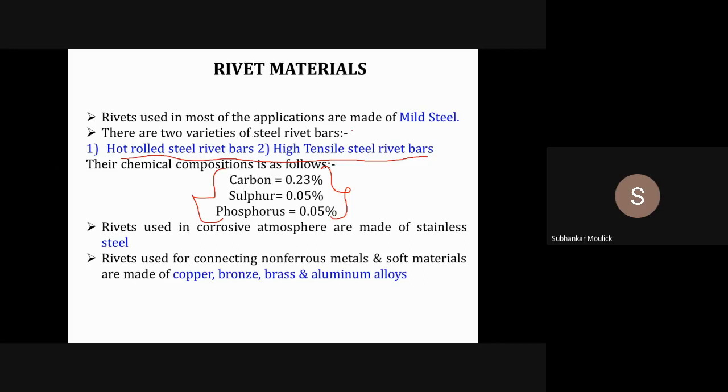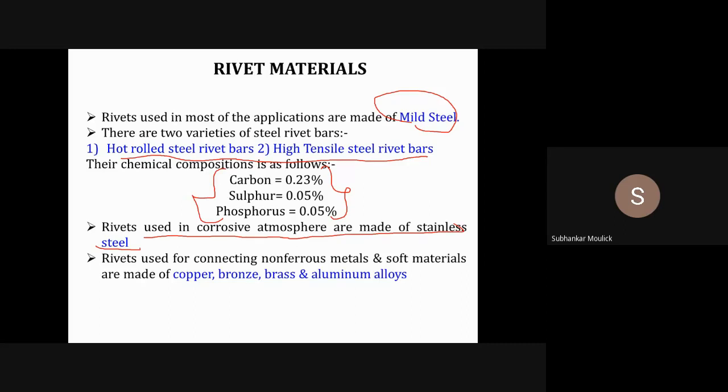The most widely used material for rivet is mild steel. This also you have to keep in mind. Now, rivets which are used in corrosive atmosphere are made up of stainless steel. That means you are using a rivet to join any two metals, and if any corrosion is there, that means in a corrosive environment, you use stainless steel in place of mild steel.